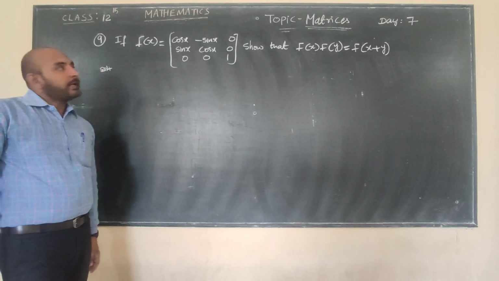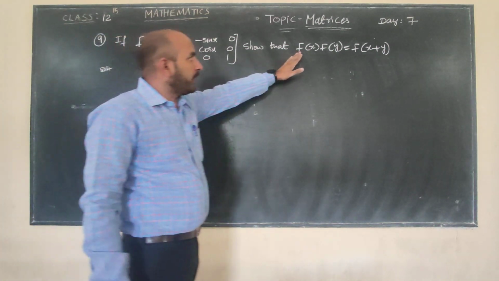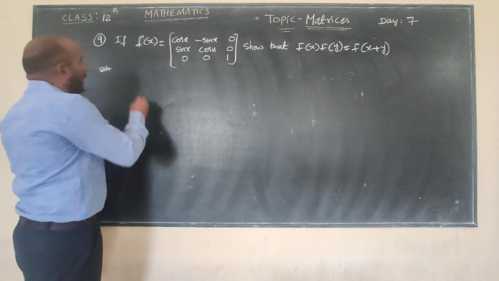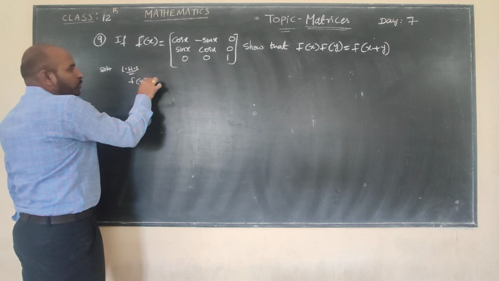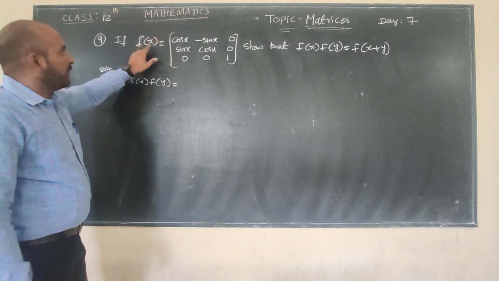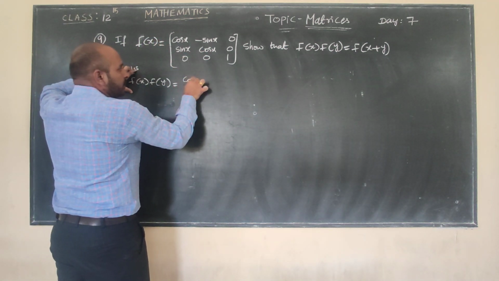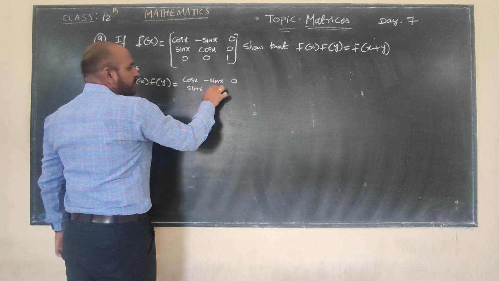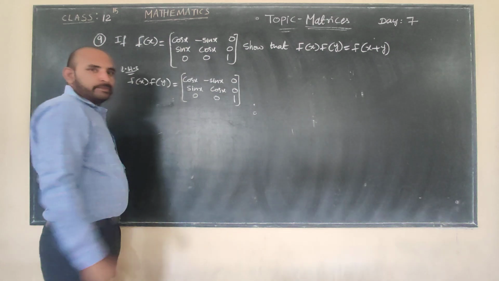Now coming to question number 9. If f of x equals the 3 by 3 matrix, show that f of x into f of y equals f of x plus y. So now I am taking the LHS, the left side value, f of x into f of y. f of x matrix means the variable is x. Substitute the x value as it is here in the first matrix: cos x, minus sin x, 0; sin x, cos x, 0; 0, 0, 1. This is f of x.